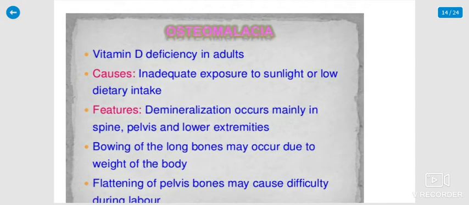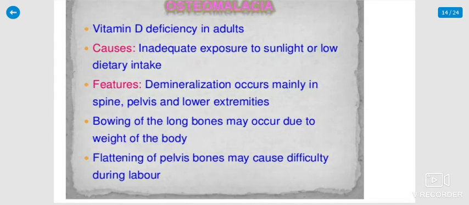Osteomalacia is vitamin D deficiency in adults also. It is caused by inadequate exposure to sunlight or low dietary intake. Demineralization occurs mainly in the spine, pelvis, and lower extremities. Sometimes bowing of the long bones may occur due to the weight of the body. Flattening of the pelvis bones may cause difficulty during labor.